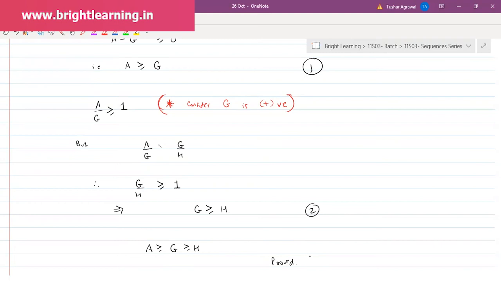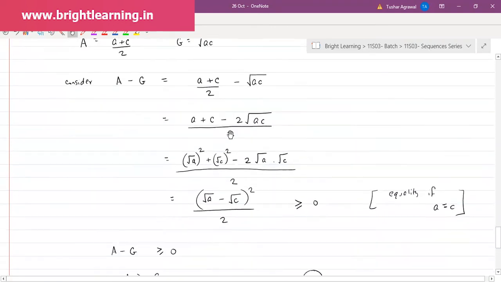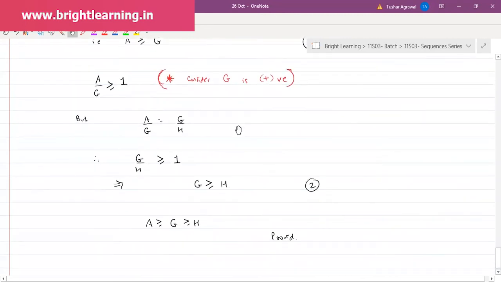So here the theory part of this chapter is completed. Now only sums are left. The theory of sequences and series is over, including harmonic means. One part is left, arithmetico-geometric series, but that is not for boards. That part we will deal with on Saturday. There is a concept of a combination of arithmetic and geometric series, both of them combined in one. So that we can deal with on Saturday also.